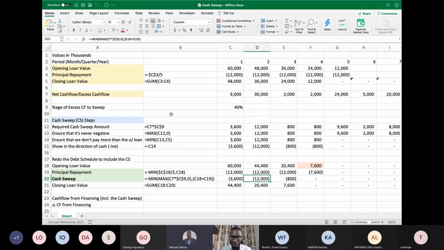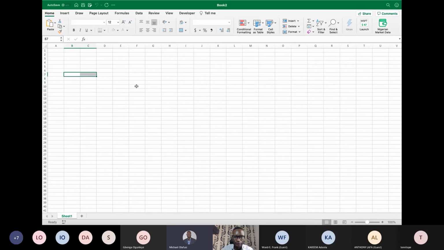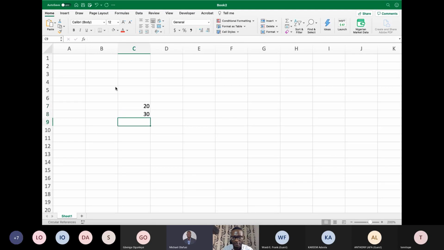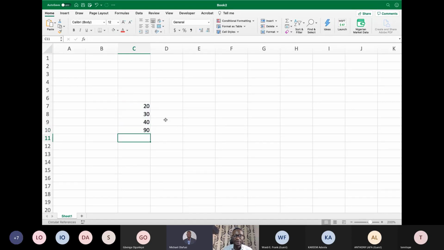I'm opening a new sheet. So this is normal Excel. If you type 20 somewhere, 20, 30, 50, or 40, and you are doing a formula like sum, and your sum is now equal to this, right? It works, right? But then now you come here, you change this one, and you say this one is equal to this one here. You see, this is what we call circular referencing.